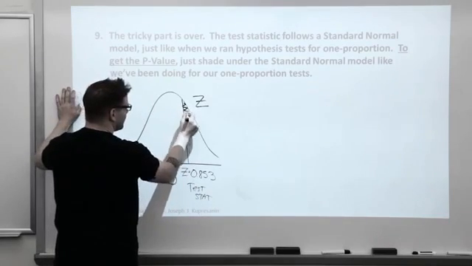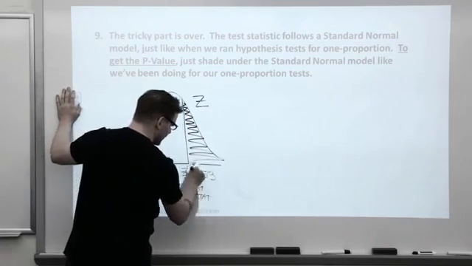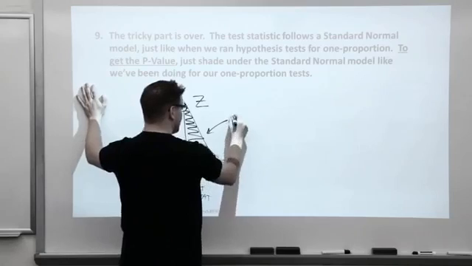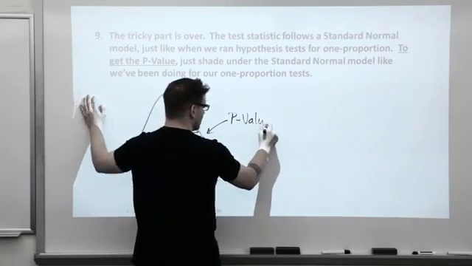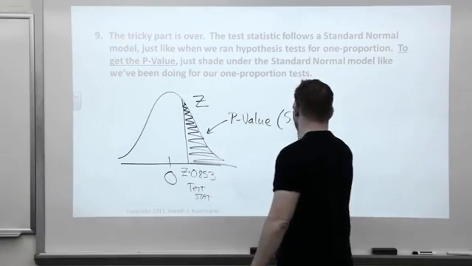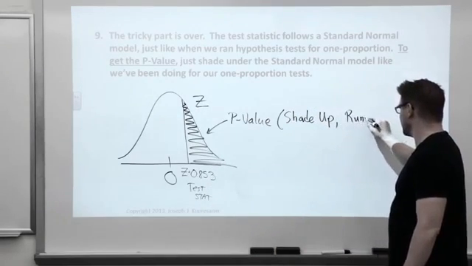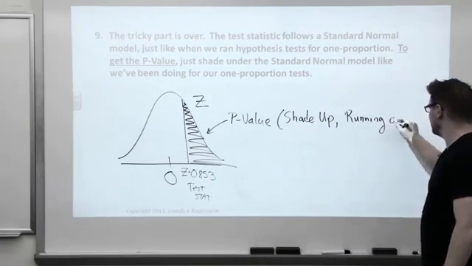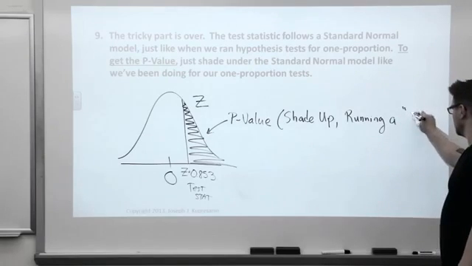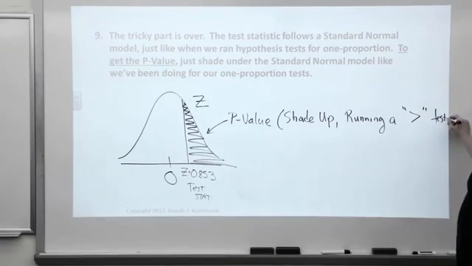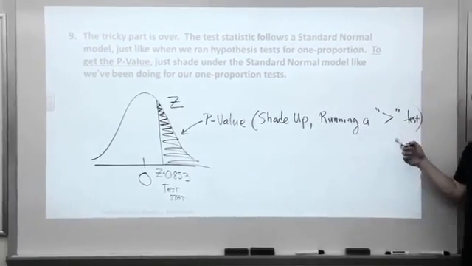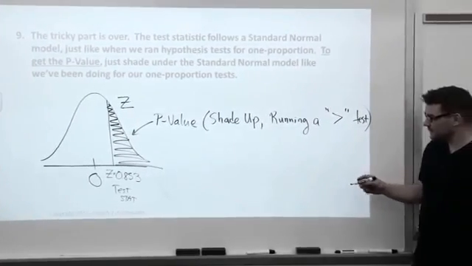To get the p-value, I shade upwards. Why do I shade upwards? I would shade up because I'm running a greater than test. Remember, go all the way back to that. All the way back to the alternative hypothesis. I was saying more females than males.